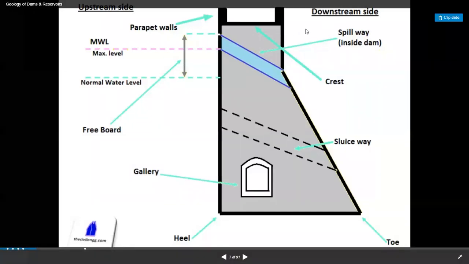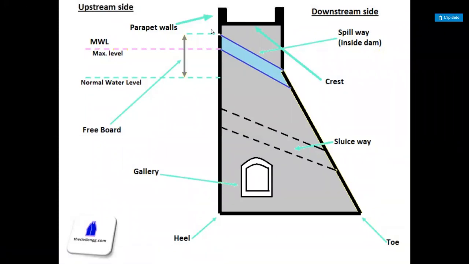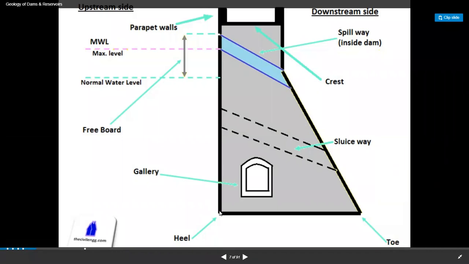So just see here, you have the upstream side and the downstream side. So you would have, say, the reservoir over here. At the upstream side, you have parapet walls at the top. The top portion is known as the crest. So here you have heel. This portion is known as heel, and this portion is known as toe.